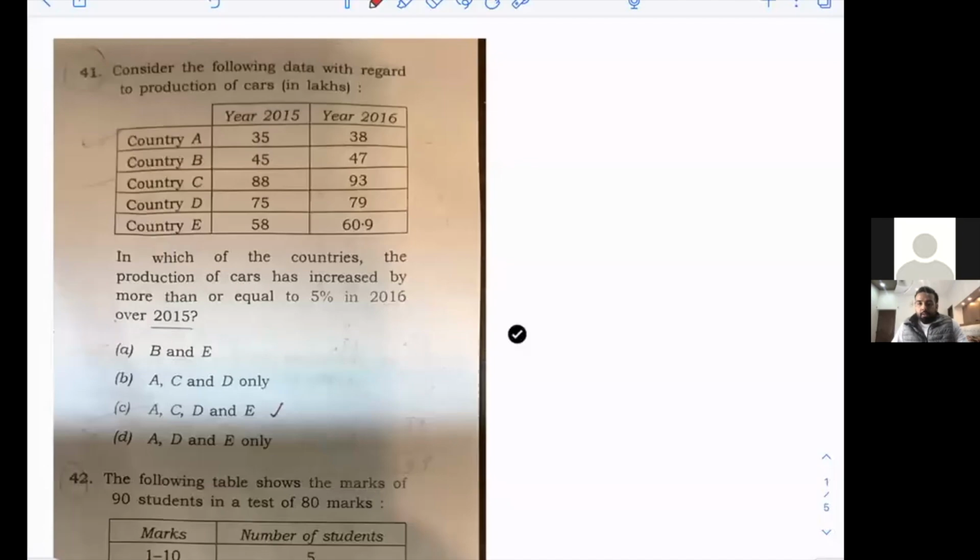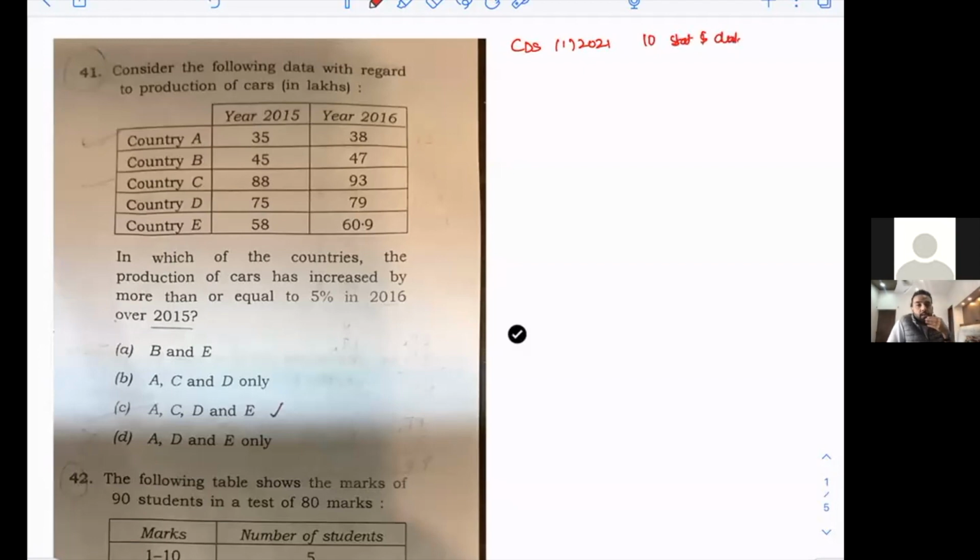So let's continue further without wasting any more time. Right, everybody. I'll be continuing now with the questions that came in the CDS. This is the CDS 1 2021 paper. These are the 10 questions which were from statistics and data interpretation. So let's quickly start with it.